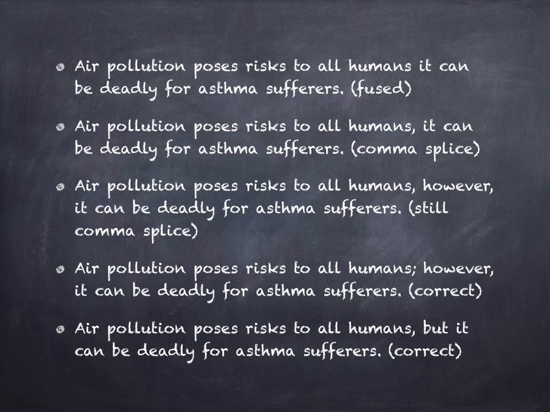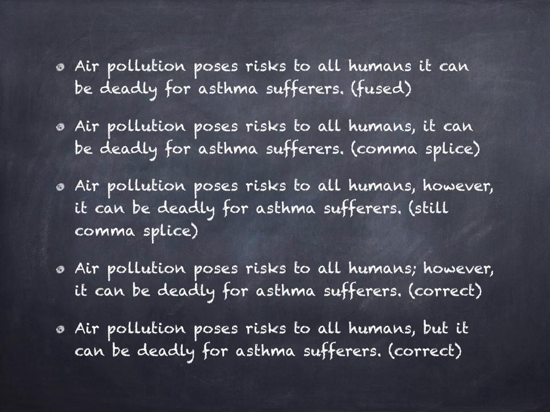Here are some examples. Air pollution poses risks to all humans. It can be deadly for asthma sufferers. Okay, we call that a fused sentence. It is fused, and if you'll notice, I had difficulty reading it as the fused sentence because automatically I realized this is not correct. But in a fused sentence, you have two sentences without any punctuation. You have no semicolon. You do not have a comma conjunction. You just have it running together. It's fused together.